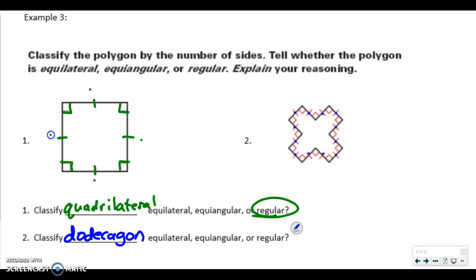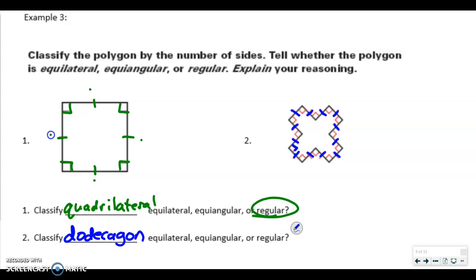Are all of the sides the same length? We've got 1, 2, 3, 4, 5, 6, 7, 8, 9, 10, 11, 12. 12 sides are all congruent. It is equilateral. Then we can check to see if it is equiangular.